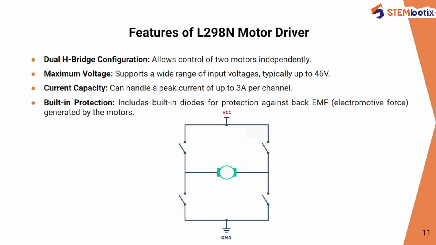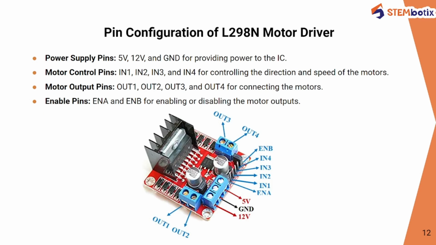After that is current capacity, meaning it can handle a peak current of up to 3 ampere per channel. After that is built-in protection, meaning it includes built-in diodes for protection against back EMF. EMF means electromotive force generated by the motors. So these are the main features of the L298N motor driver. Now let us see the pin configuration of the L298N motor driver.